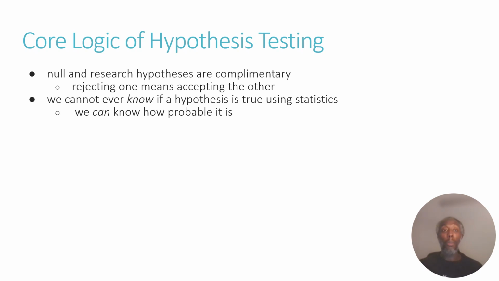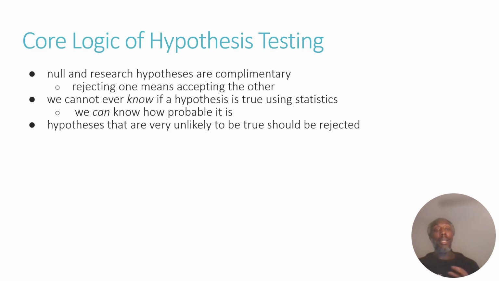It's important to know that we can never really know if the hypothesis is true. Statistics can't tell us that. We can know, using statistics, how probable that particular explanation is. And so while we're saying that rejecting one hypothesis means accepting its complement, we're not saying that either one of those is true.